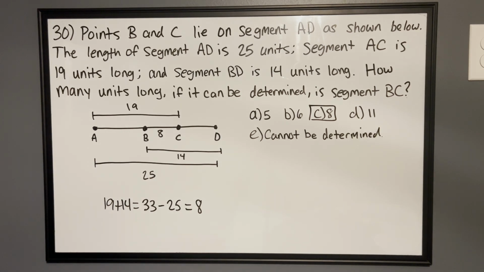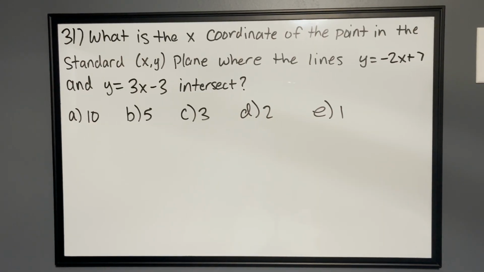So now we're halfway done. So let's go ahead and move on to question 31. Okay, so here we have question number 31. It says, what is the x-coordinate of the point in the standard xy plane where the lines y equals negative 2x plus 7 and y equals 3x minus 3 intersect?